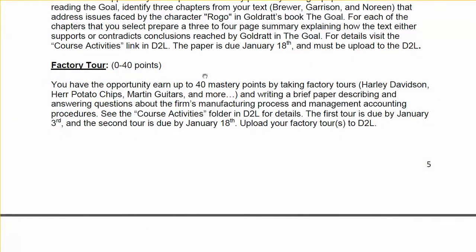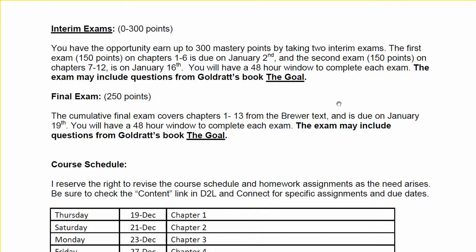You can also earn mastery points by taking factory tours, 2 factory tours. You can earn 20 points for each factory tour. Again, look in D2L for the details on the factory tours and the scheduled due dates. The first factory tour will be due by January 3rd, the second one by January 18th. There are 2 interim exams in the course on January 2nd and January 16th, and then a cumulative final. The interim exams and the final exam may and are likely to include some questions from Goldratt's book, The Goal.